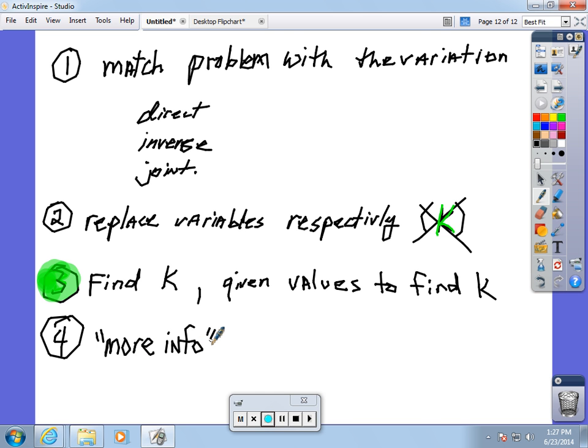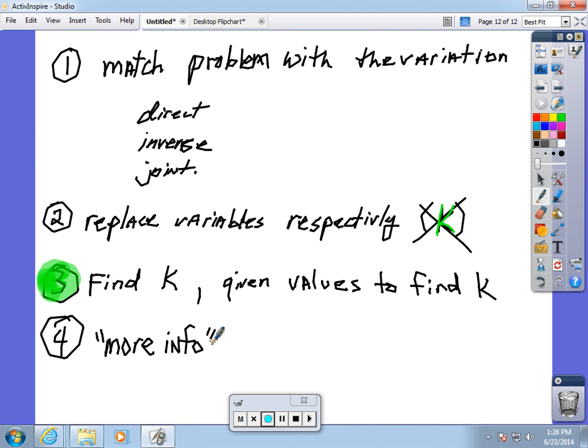The question will state, it'll say, B varies directly with Q. Find K when B is equal to 4 and Q is equal to 7. Then it'll have a comma or a period. And then it'll say, find B when Q is equal to 42. Okay? That last sentence is more info.